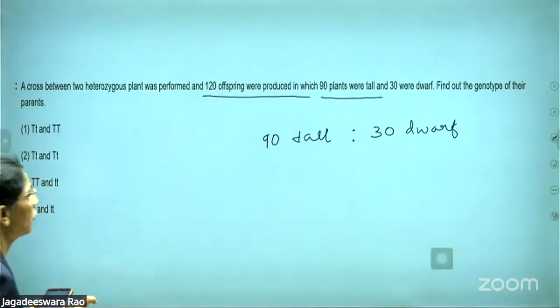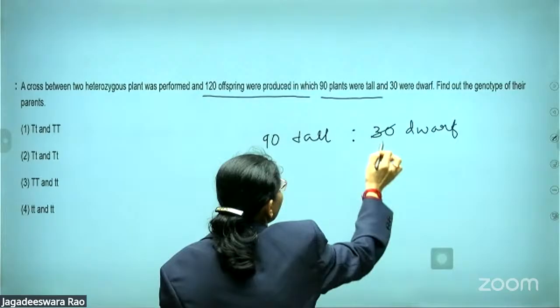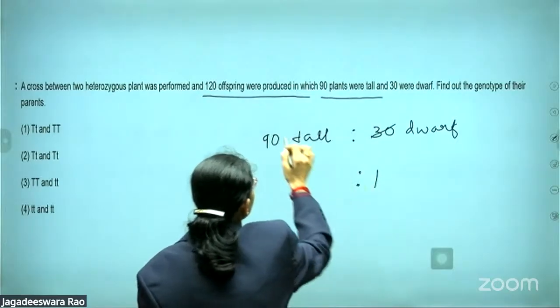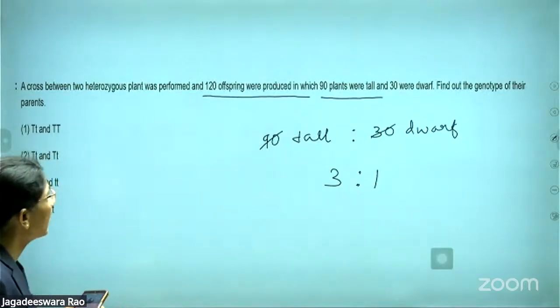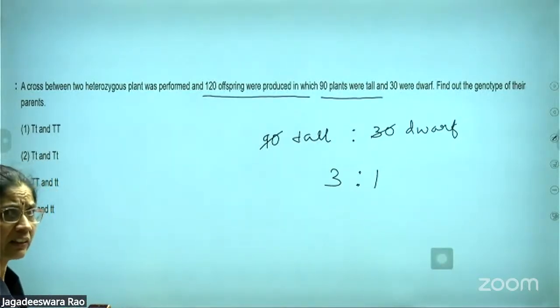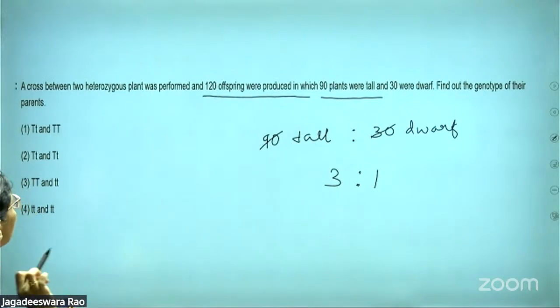So what is the ratio here, children? If you use your maths skill, you can understand 1s are 30 and 3s are 90. So that is a 3:1 ratio. Where do you get a 3:1 ratio? That is the phenotypic ratio in a monohybrid cross. So you have to find out the genotype of their parents.